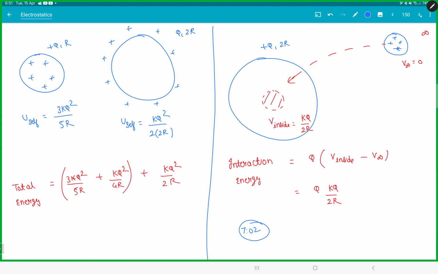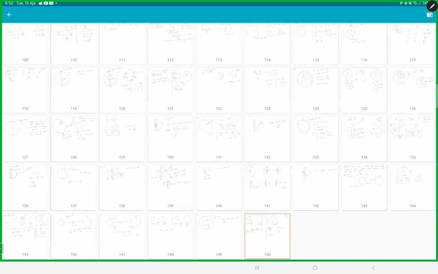Any doubts so far? Hi, Akshay. Sir, the question that I had sent you, so why can't we use the concept of center of charge? Because the forces are not linear. kq by r square. How will you use center of charge? The field on one shell due to another shell is how much? kq by r square. 1 by r square is not a linear function. So if you want to use center of charge, you need a linear function.